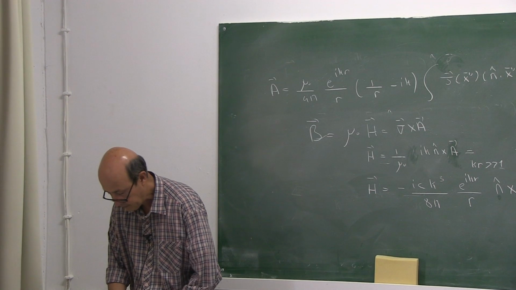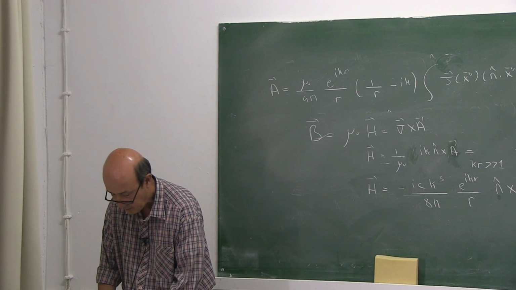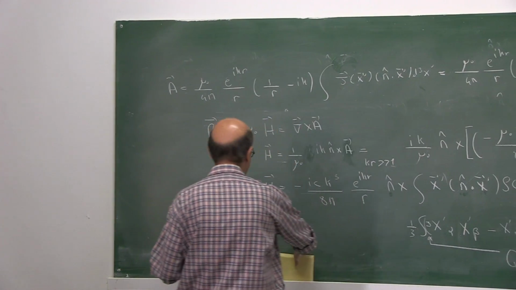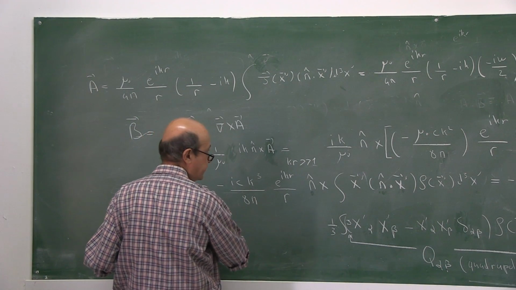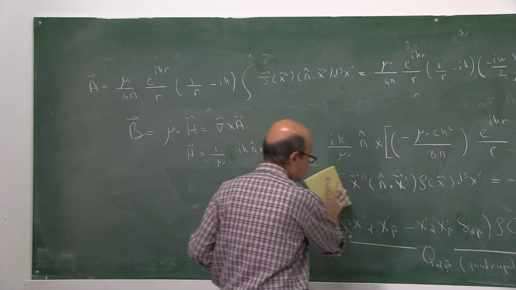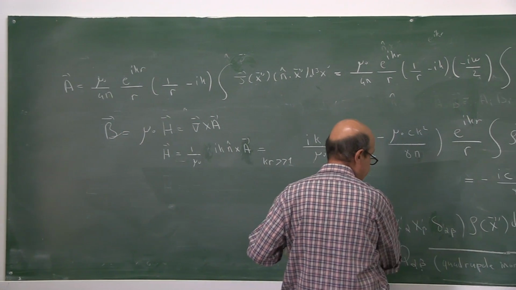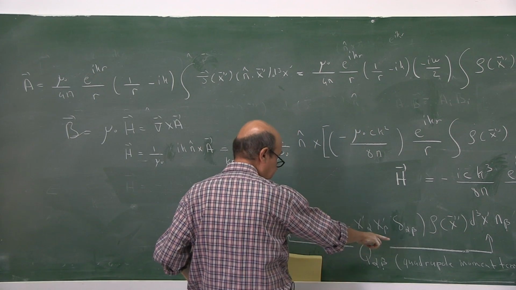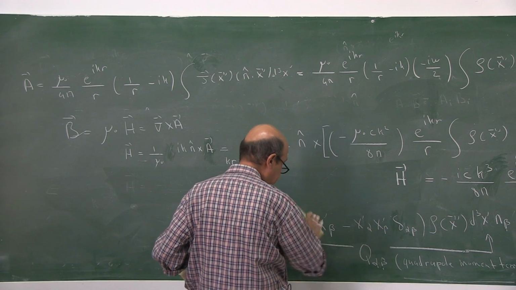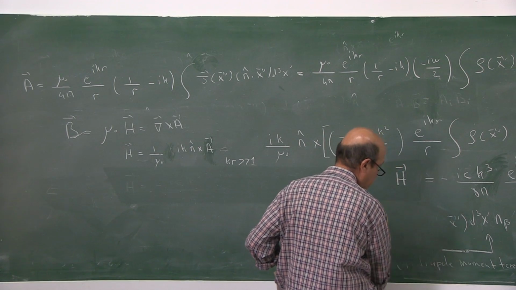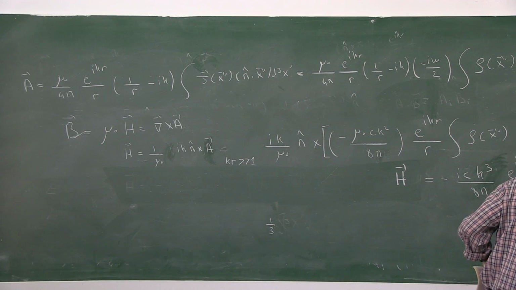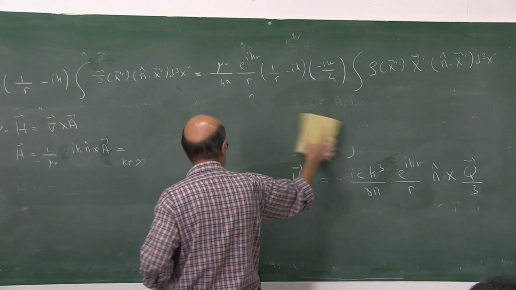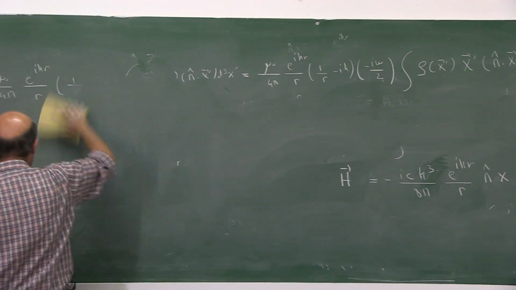So let me calculate the power emitted per solid angle. So basically what I needed, H. In practical application, I will need Q alpha beta, that is the electric quadrupole moment tensor. But let me show you how I am going to calculate the power emitted per solid angle.